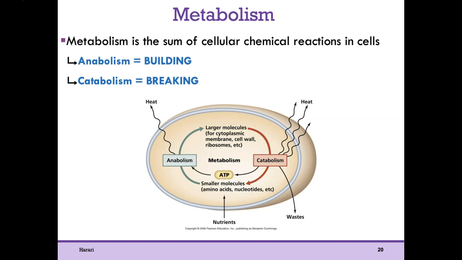So if you have a very fast metabolism, does that mean you're doing more catabolic reactions or more anabolic reactions? If you have a fast metabolism. Right? If you have a fast metabolism, that means you're breaking things down faster than you can build them up. So you have more catabolism going on.